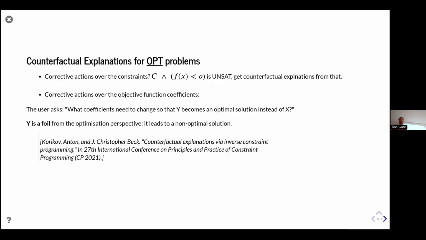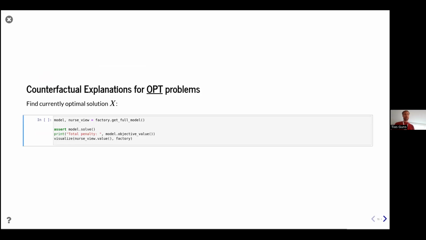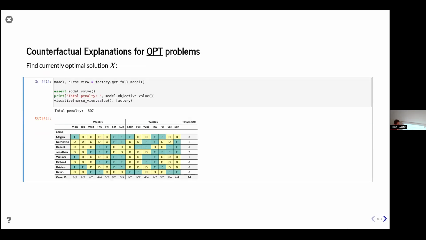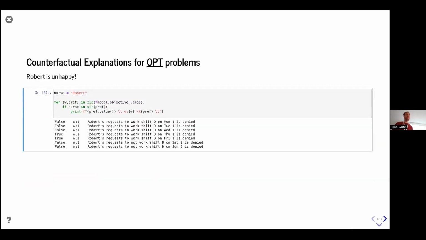There's a very, very nice paper from Anton and Chris Beck exactly about this problem. Okay, so we're going to find an optimal solution. It uses a slightly different model. Don't care too much about it. So this is the solution that you get. Okay. In this solution, we have Robert. This time, Robert is unhappy. Okay, William is happy, but Robert is not.